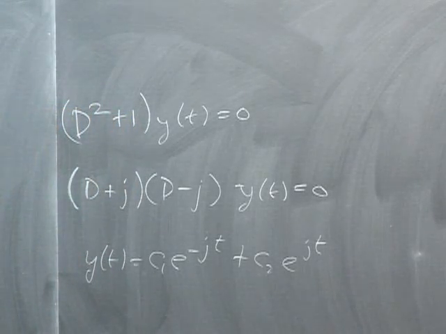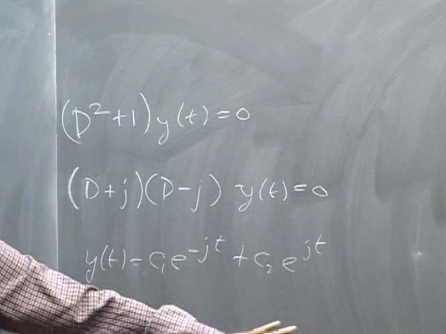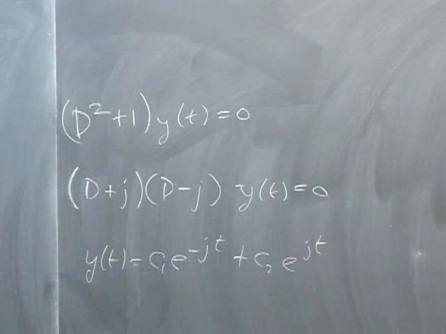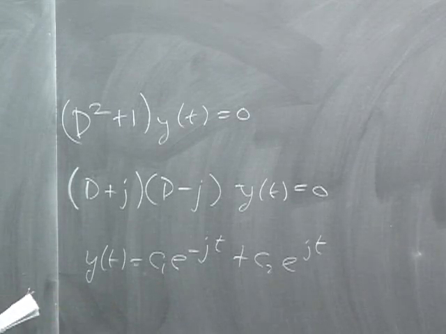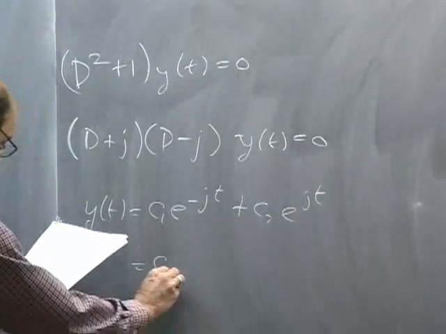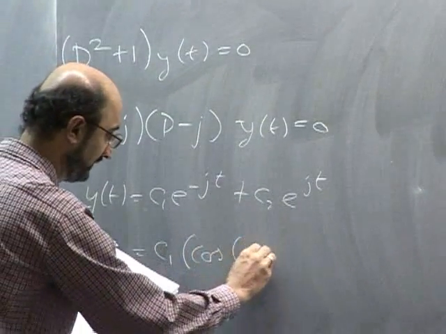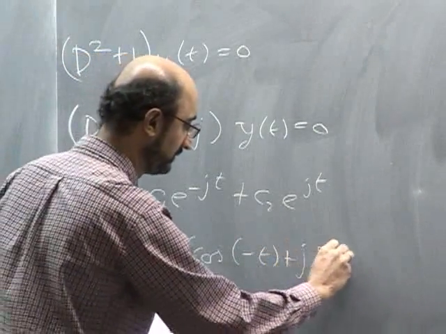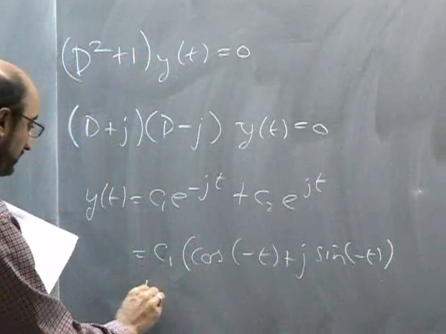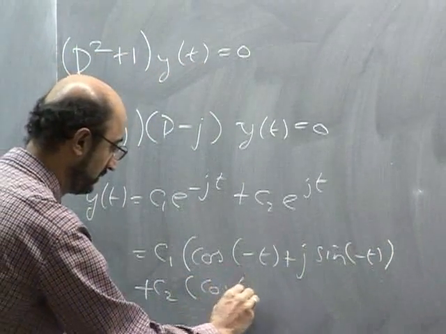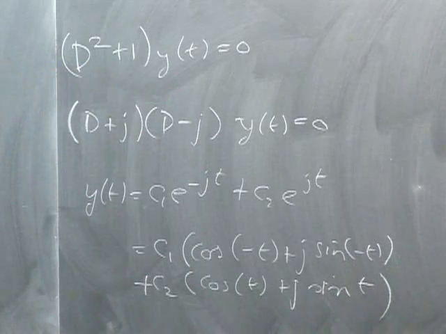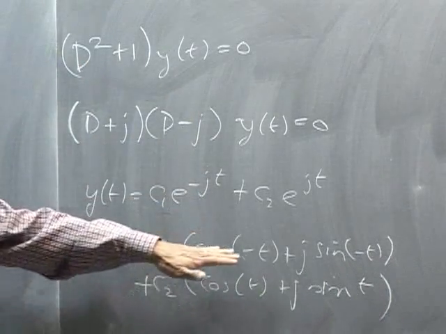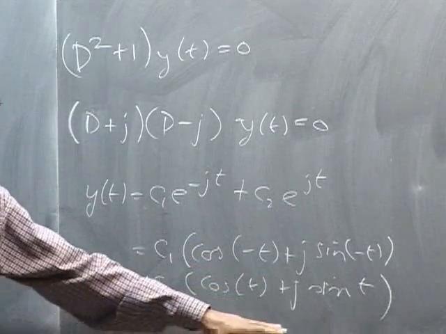So we have these two things. How do we visualize this? The easiest thing to do is to simply replace this using Euler's formula, since you have minus jt and plus jt. Let's just do that. So we get C1 cos minus t plus j sine minus t, plus C2 cos t plus j sine t. That's just expanding e to the minus jt as cos minus t plus j sine minus t, and e to the jt as cos t plus j sine t.